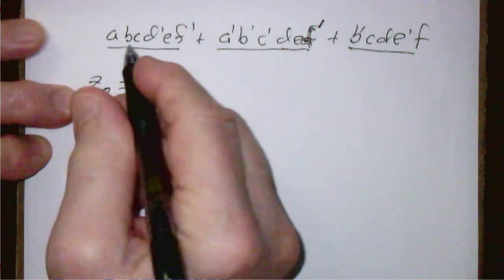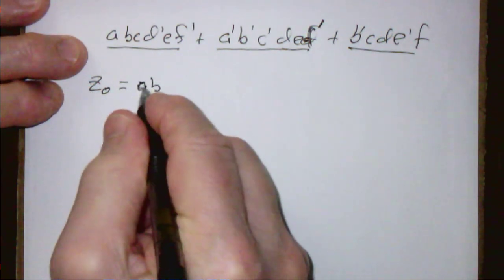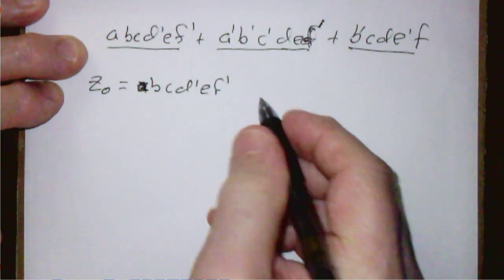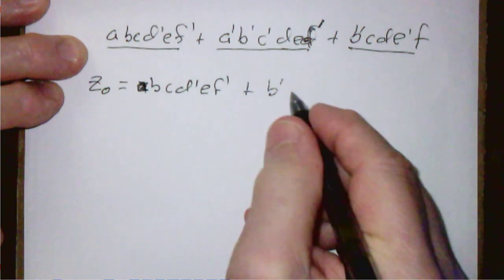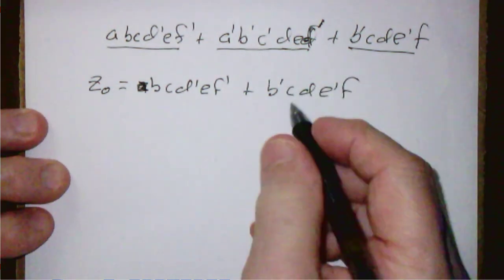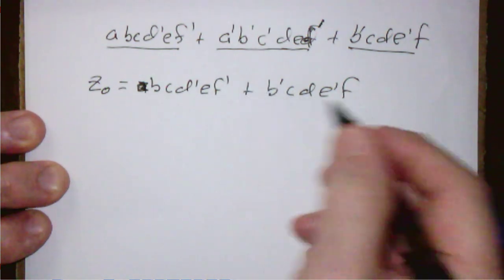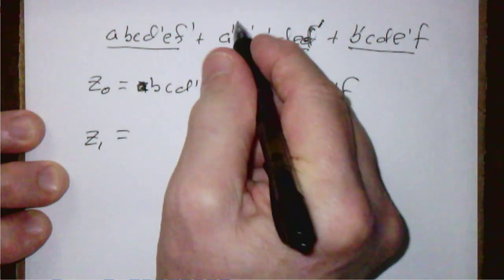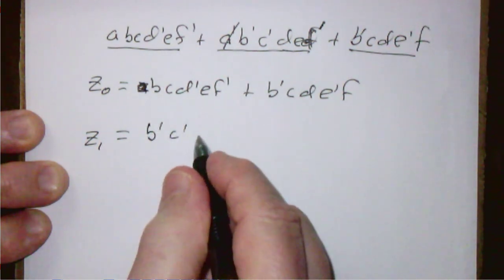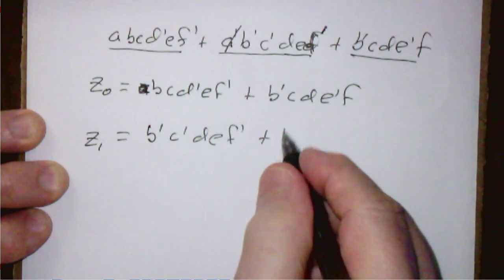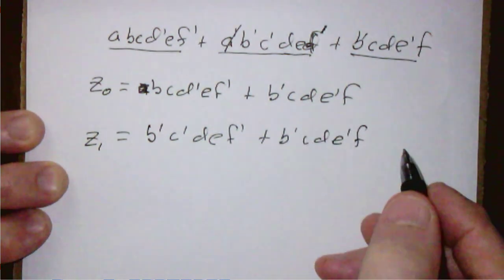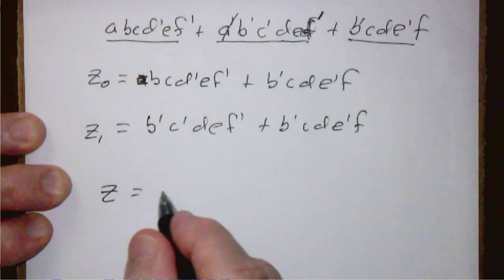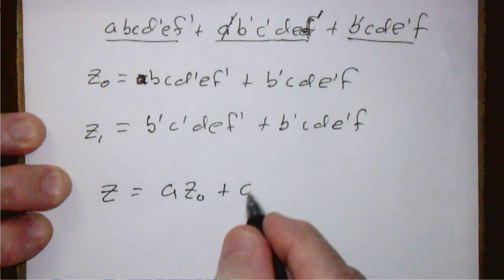So the Z0 term, it's just going to have this, A, B, but we're going to take out the A, and we're left with B, C, D prime, E, F prime. Plus, we have to include this term, B prime, C, D, E prime, F, because we'll have to have A times this term plus A prime times this term to give us this term. So we have to include it in both. And then our Z1 expression, we just take this one, we're going to drop out the A prime, of course, and we're left with B prime, C prime, D, E, F prime, plus this term again, B prime, C, D, E prime, F. So then when we write our original expression, Z is going to equal A Z0 plus A prime Z1.